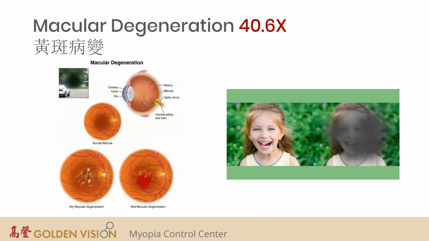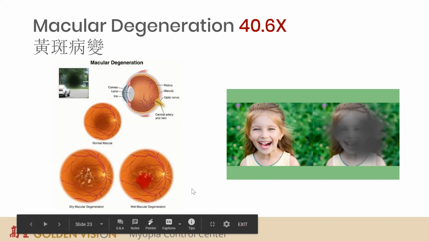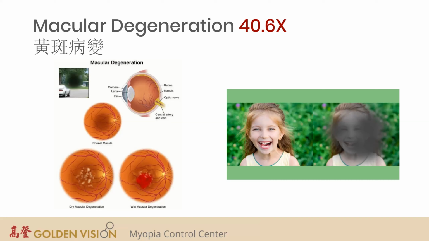For macular degeneration, which is very common among older people, there's about 40.6 times more risk. You have more chance of developing this disease later in life if you have high myopia over -5. With this disease, as you see in the green picture on the right side, you cannot see things clearly in the center. So this is a pretty scary disease, and generally there is no cure.